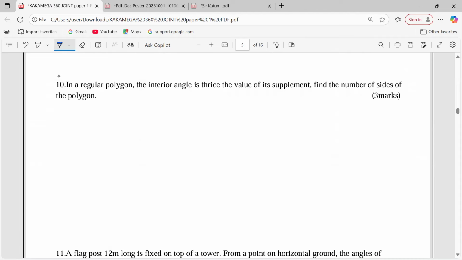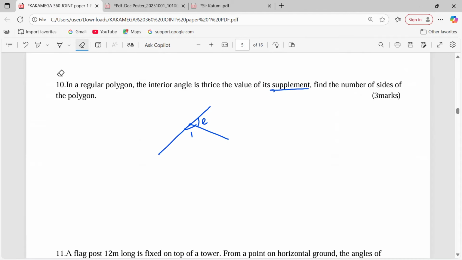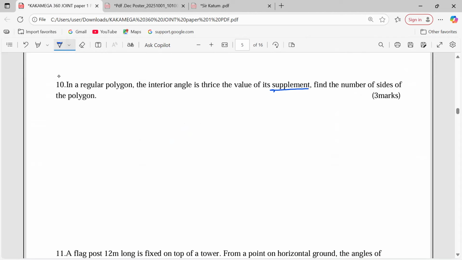In a regular polygon, the interior angle is thrice the value of its supplementary. Remember that supplementary means the exterior angle, because when you have a polygon like this, if this is an interior, then the supplementary is the exterior one. Yeah, because exterior and interior are on a straight line and they add up to 180. Find the number of sides.